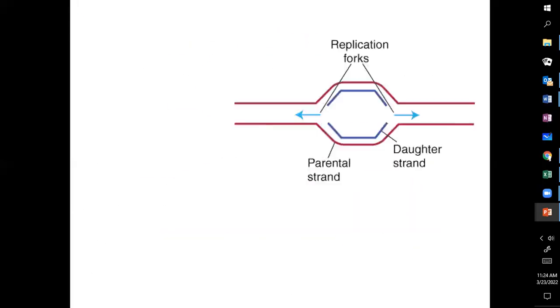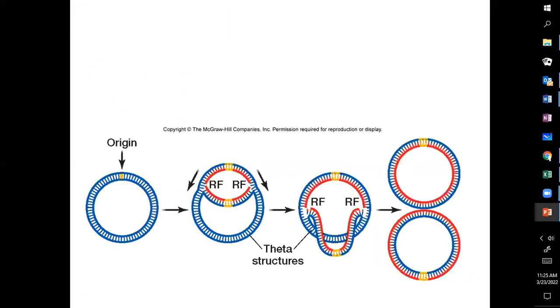Go all the way back to the beginning here. There we go. So here's our new strand being formed in red. It's occurring in both directions, bidirectional forks. When the new strands meet down here, DNA ligase is going to come in and seal them together, and then termination occurs.